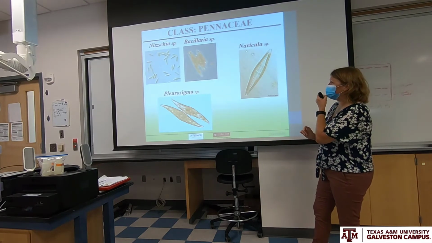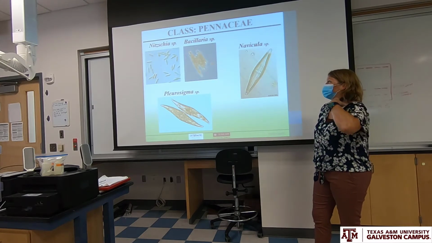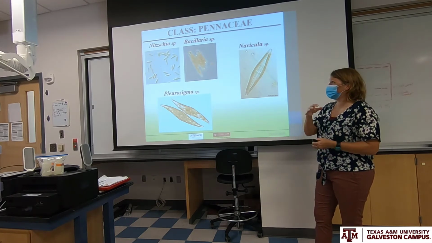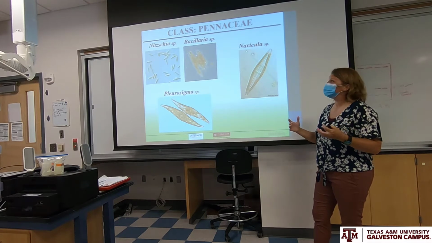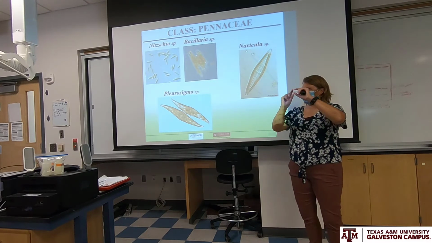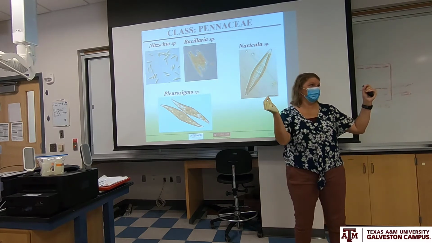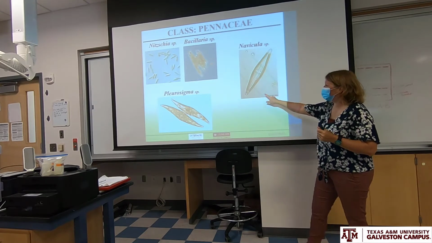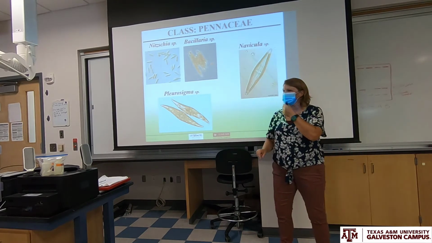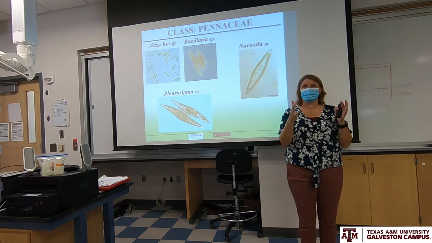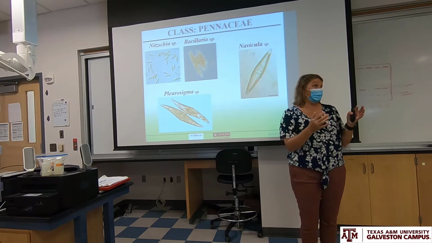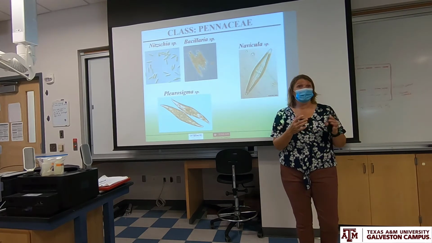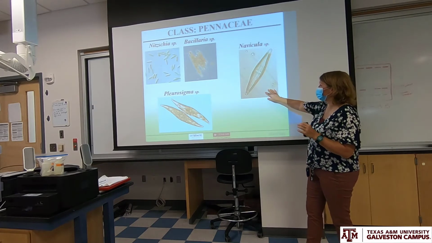Here are some other pennates. So now these are diatoms in the class Pennales. The other ones we looked at so far were in the class Centrales. So these are the pennates. These are more elongated, pennate-shaped. And so Navicula and Pleurosigma are really easy to see using your 10x objective, probably even using your 4x objective. These are relatively long, large cells.